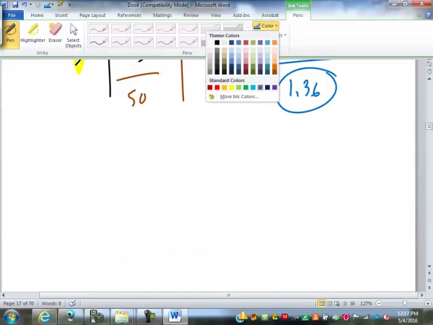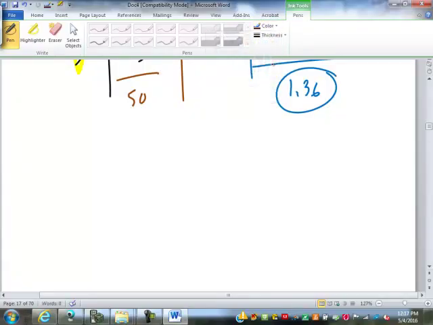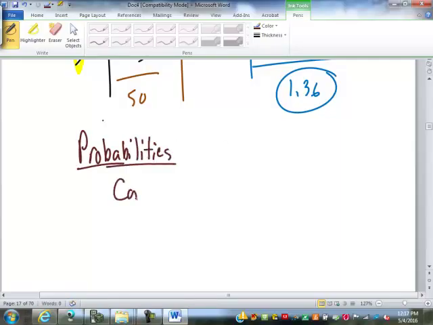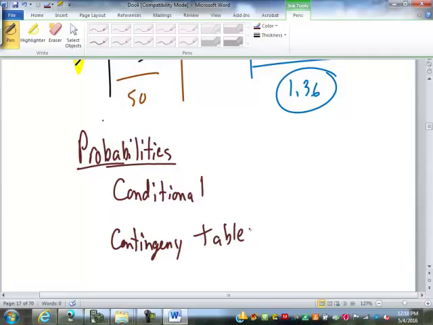That's everything I have for today. On Friday, we're going to talk more about probabilities, conditional probabilities and contingency tables, where we can compare two values at once and how their probabilities are interrelated. And then that will be it for this last unit.